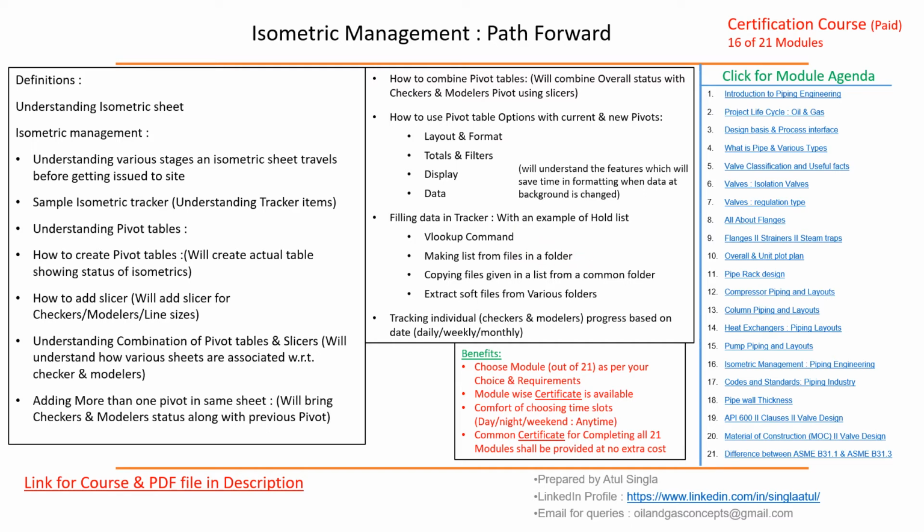Then filling data in the tracker. Now, the tracker is a part where so much has to be done manually. Okay, so many times we have to fill data related to each and every sheet, like how many sheets are checked, we have to fill manually. How many sheets are being given to a checker or a modeler or for IFC. So many things we have to do manually. So how we can fast track that manual activity, we'll try to cover a few things here.